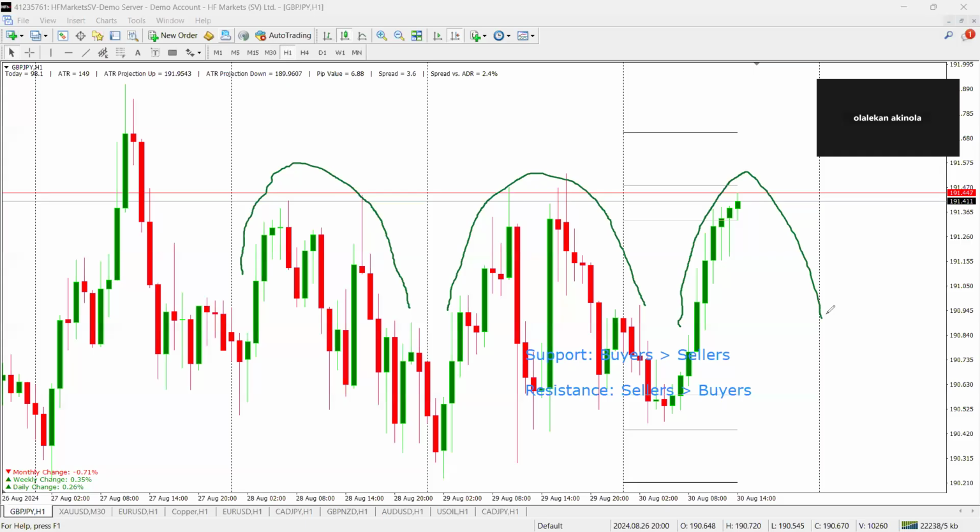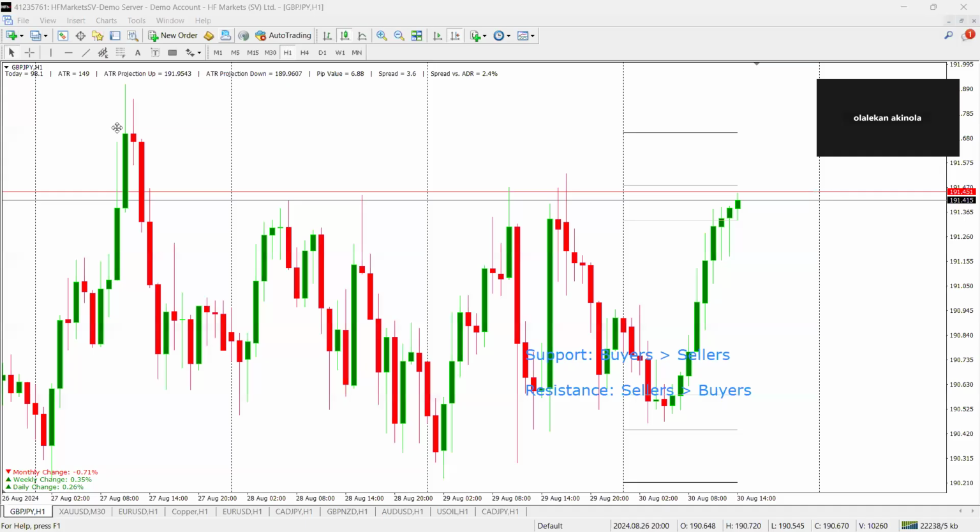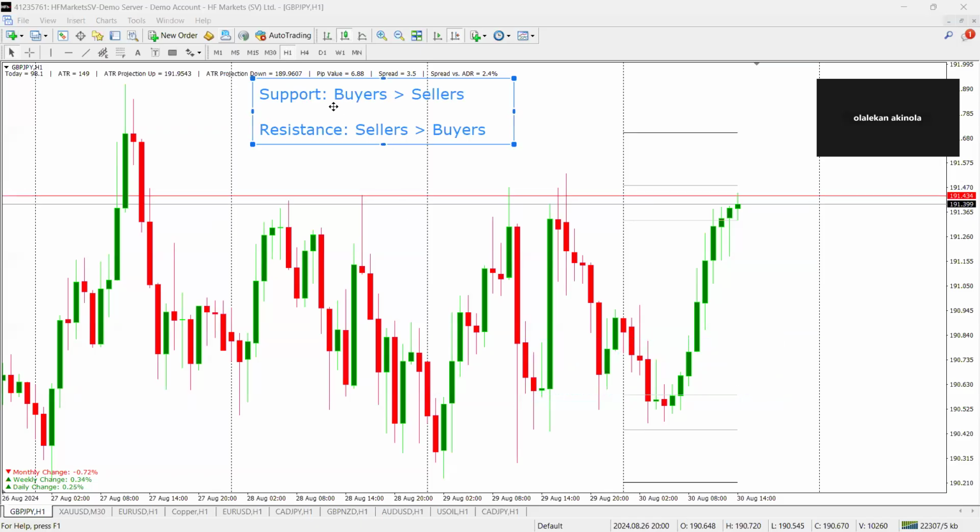Psychological levels. There is joy in the numbers. And that's one thing I would always love to communicate with traders. You must understand that there is joy when a lot of people believe in the same direction and from the same level.